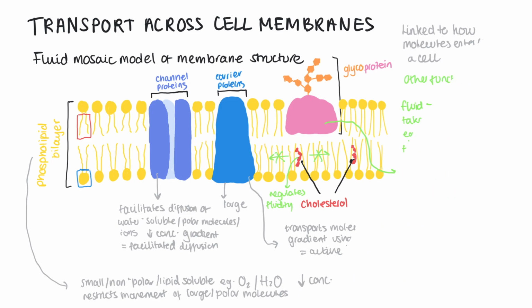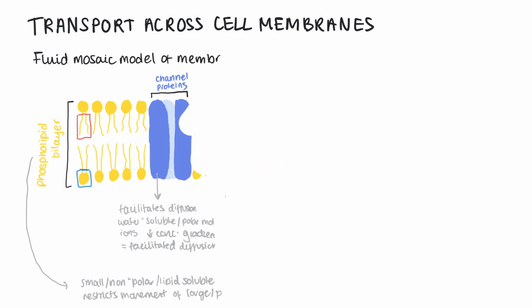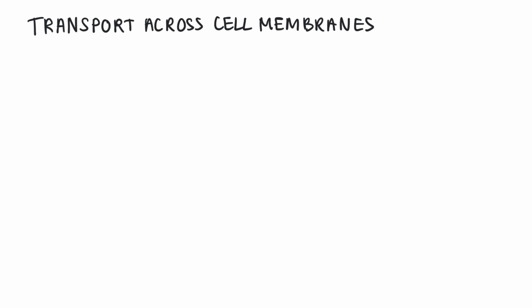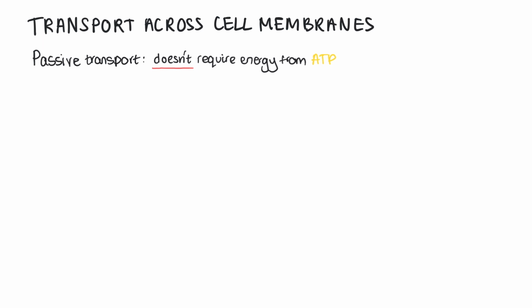We can split our types of transport across cell membranes into two categories. First, we have passive transport. These don't require energy from ATP, and the reason they don't need energy from ATP is because they utilise a concentration gradient, or in the case of water moving, we say a water potential gradient.